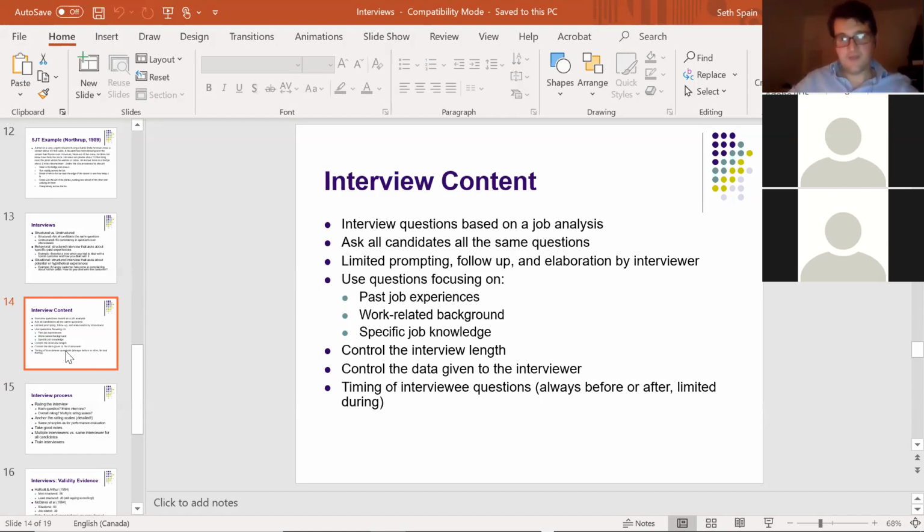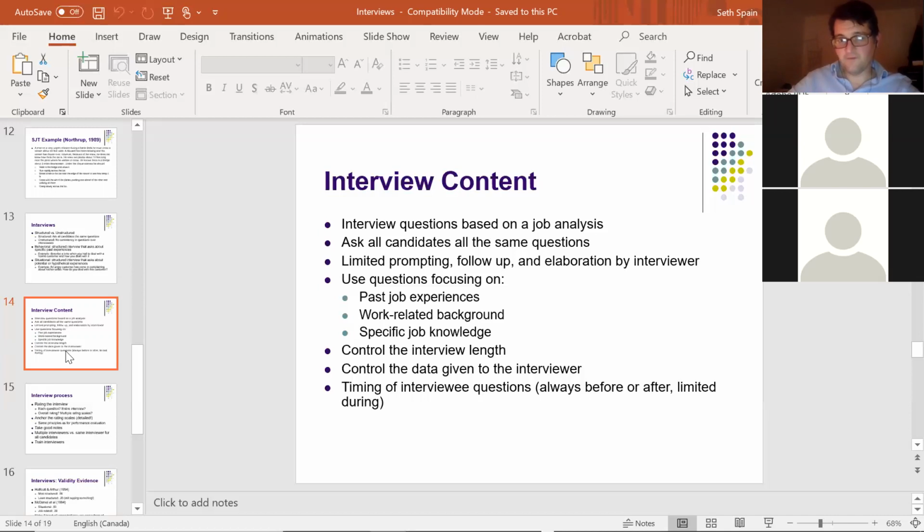Let's say I'm hiring fishermen. If somebody fishes as a hobby, that's relevant. That is work relevant background. And job specific knowledge, all of those things are totally fair game. Basically, we're focusing on what kinds of experiences do you have that are relevant, what do you know that is relevant, how can you contribute to this organization.